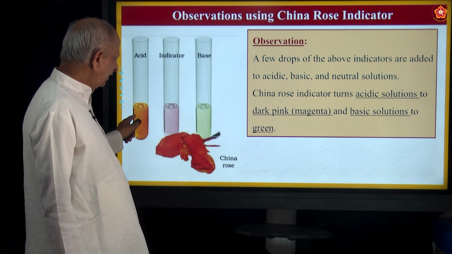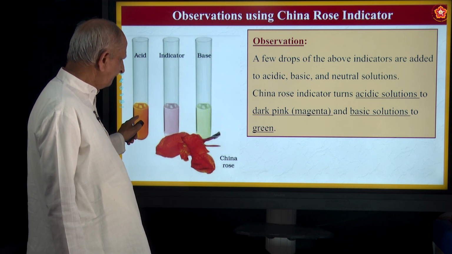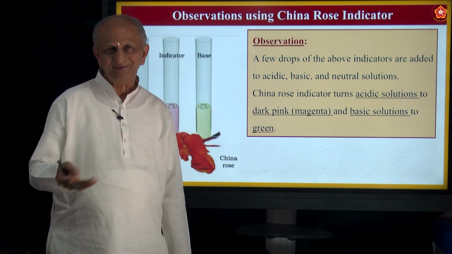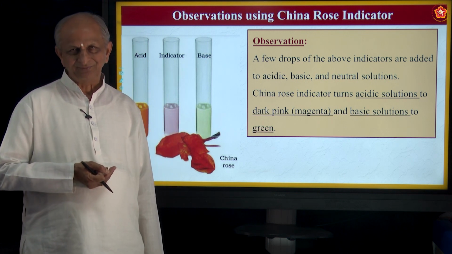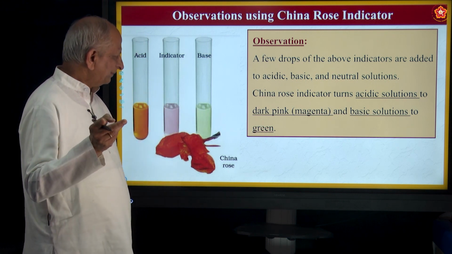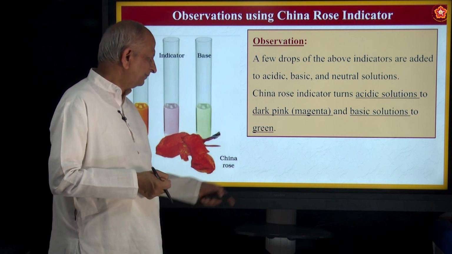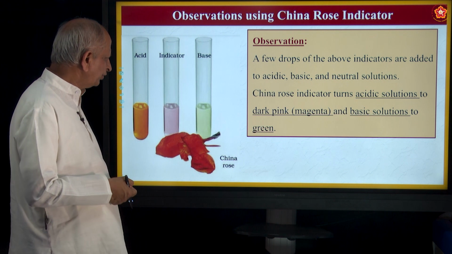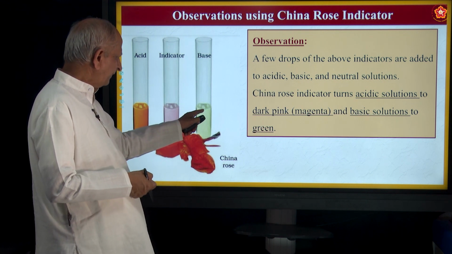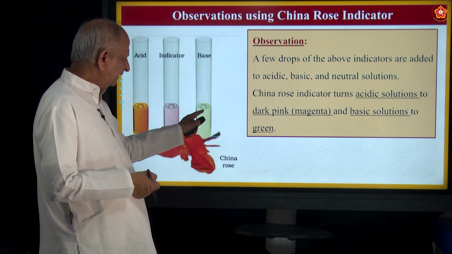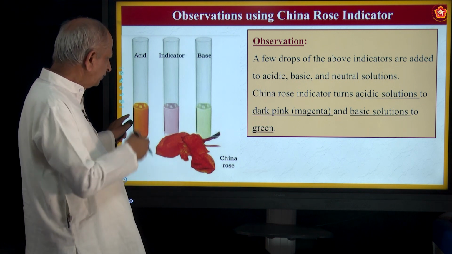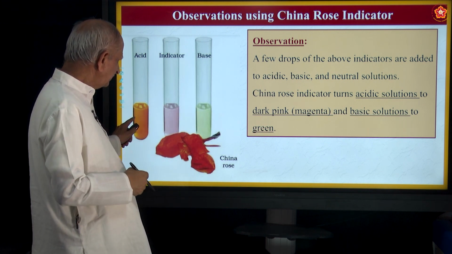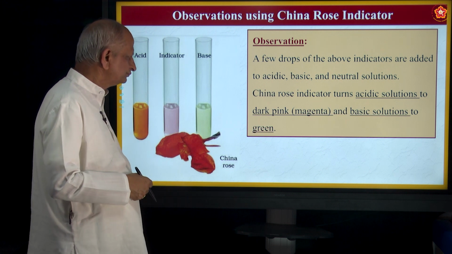So, when you add it to acid, it changes to magenta. Come on, repeat. Magenta. Sometimes they use Z also, sometimes they use G also. Magenta. And basic solution turns it green. So for a basic solution, it becomes green color. Acid solution, it is magenta.